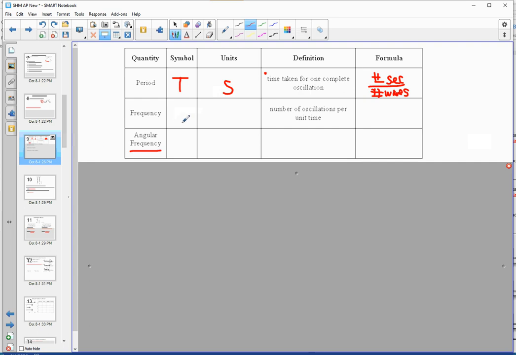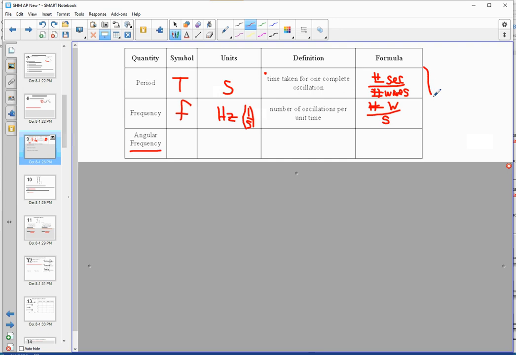And frequency is symbol little f, and the units are hertz, which would be 1 over seconds, right? That would be the base unit for frequency. And it's the number of waves per second. So it's the inverse of this. This is, I'm just going to do W, the number of waves per second. And we did quite a bit of that.